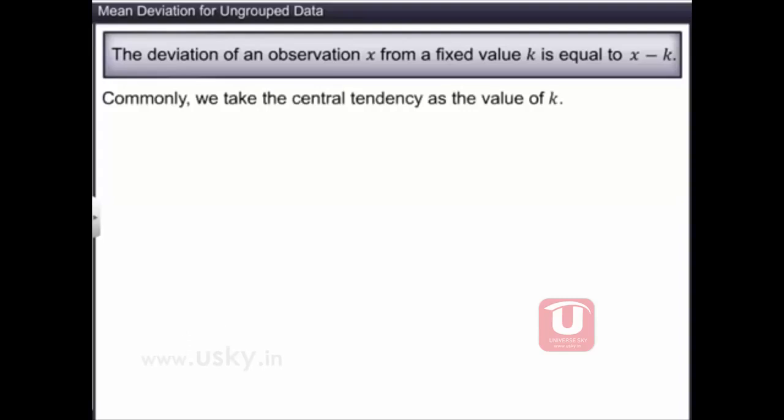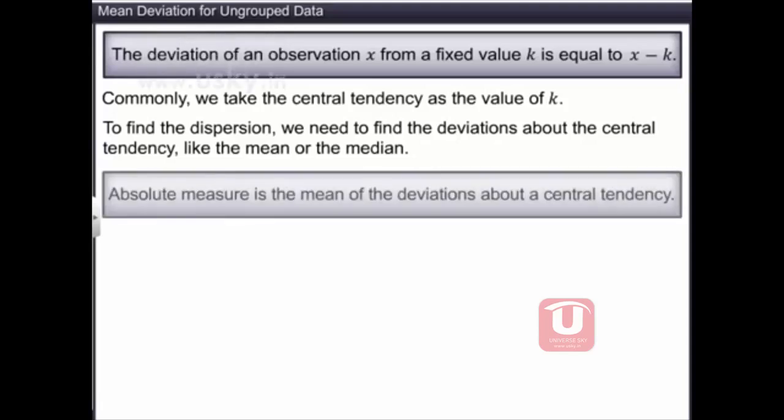We know that the deviation of an observation x from a fixed value k is equal to x minus k. For the sake of convenience, we take the mean or the median as the fixed value k. To find the dispersion of the observations from its central tendency, like the mean and the median, we need to find the deviations about the central tendency. The mean of these deviations gives the absolute measure of deviation.